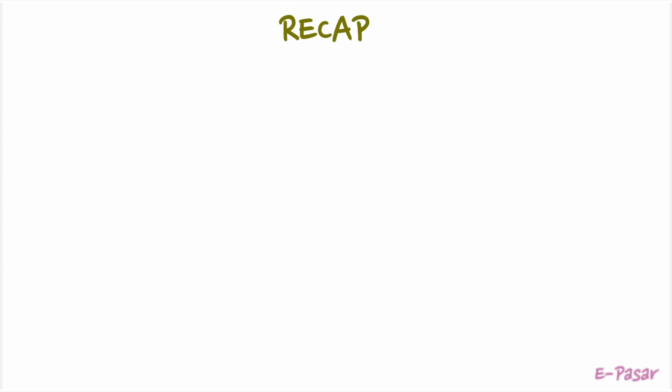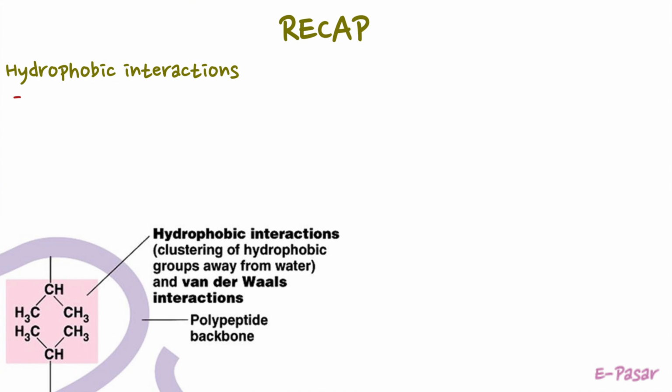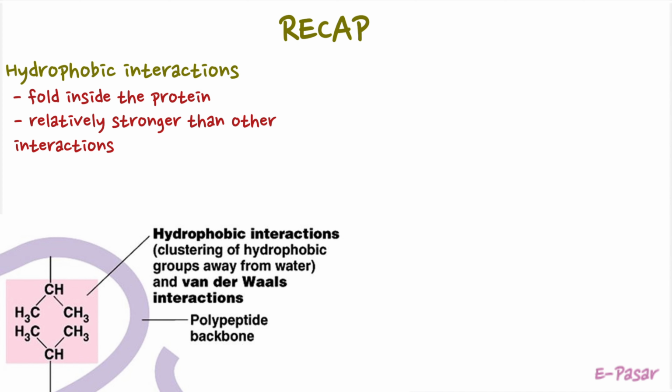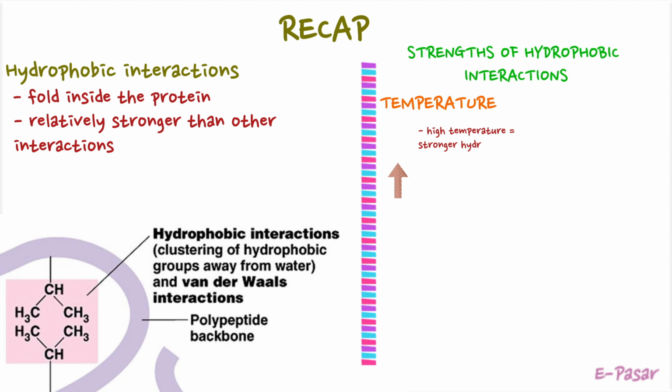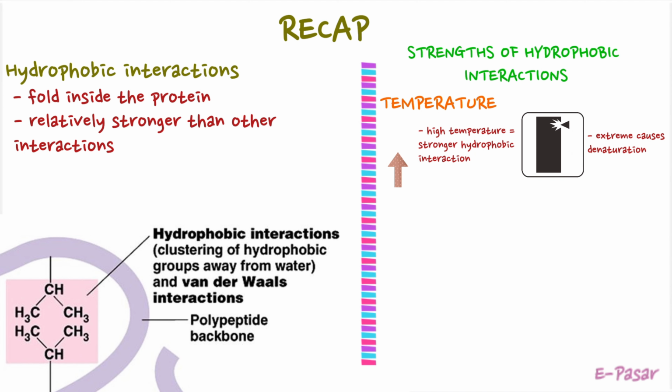Now, let us again recap and briefly discuss the two mentioned forces, starting again with the hydrophobic interactions. These interactions again fold inside the protein, and this interaction is one of the relatively stronger interactions among the others, such as your hydrogen bonds. Here are the following factors affecting the strength of the hydrophobic interactions. First is temperature. As your temperature increases, the strength of your hydrophobic interactions increases as well. However, take note that at an extreme temperature, hydrophobic interactions will denature.